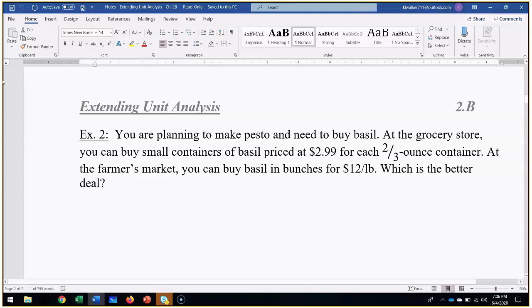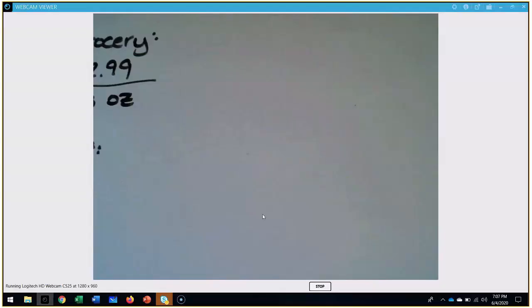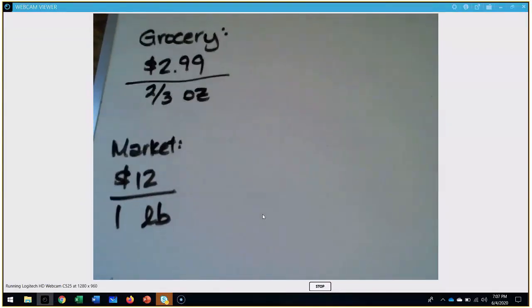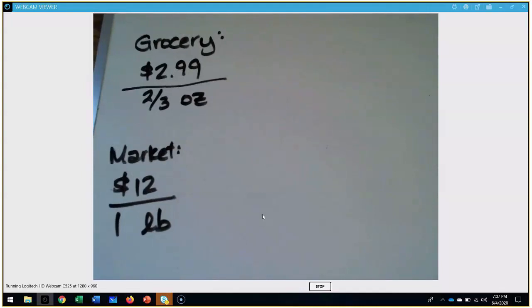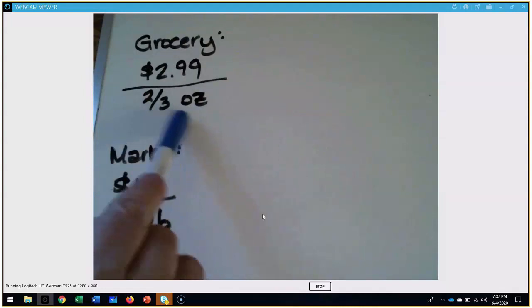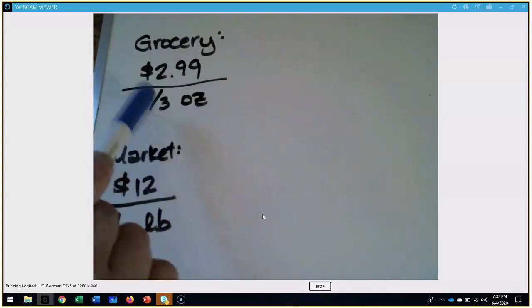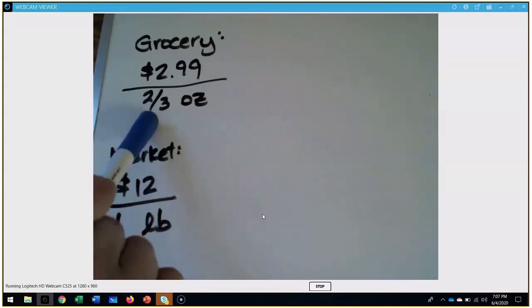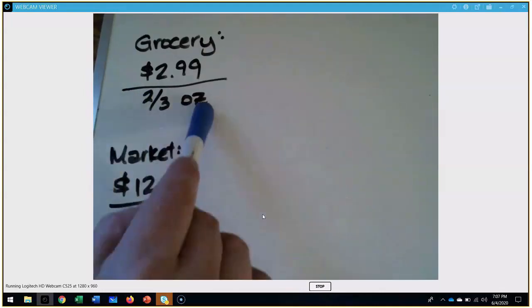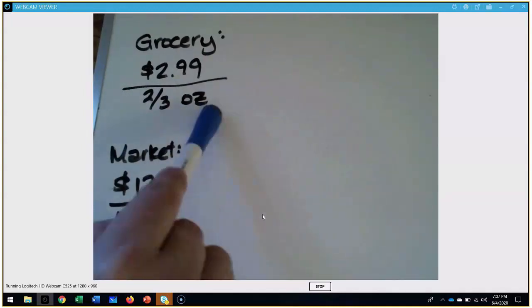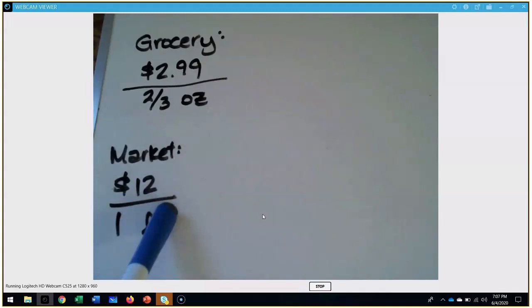So let me go to the whiteboard and try to explain that a little bit better. Okay, here's the information. They want to know which is the better deal, so they want the unit price. I see a price per 2/3 of an ounce. That's a problem because that's not per 1, that's per a fractional amount. So we're going to have to deal with that. And then the second issue I see is that the ounces don't match with the pounds. The sizes are not the same, so you can't really cost compare these right now.